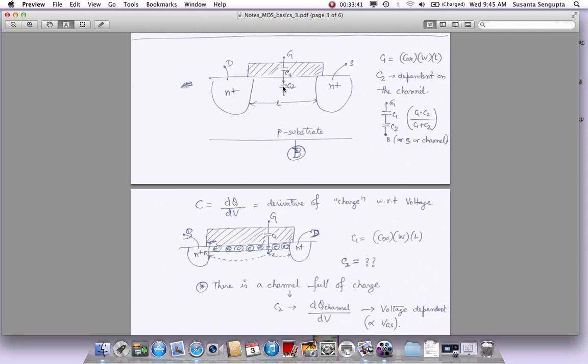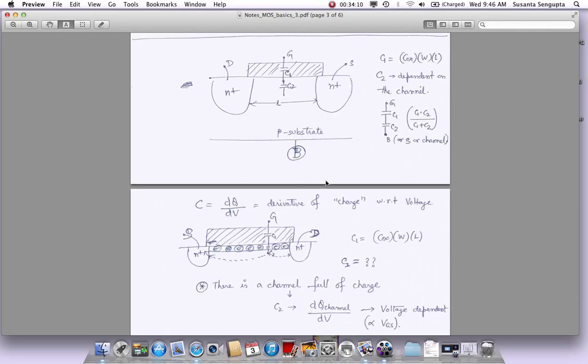So that comes in series with C2. C2 is dependent on the channel. This is the capacitance of the channel. And then we have C1 and C2 in series, which gives the effective capacitance C1 C2 divided by C1 plus C2. So if we look at this more, when we are trying to calculate gate to source and gate to drain capacitance, I mentioned that there is a capacitance of the channel, which is C2.